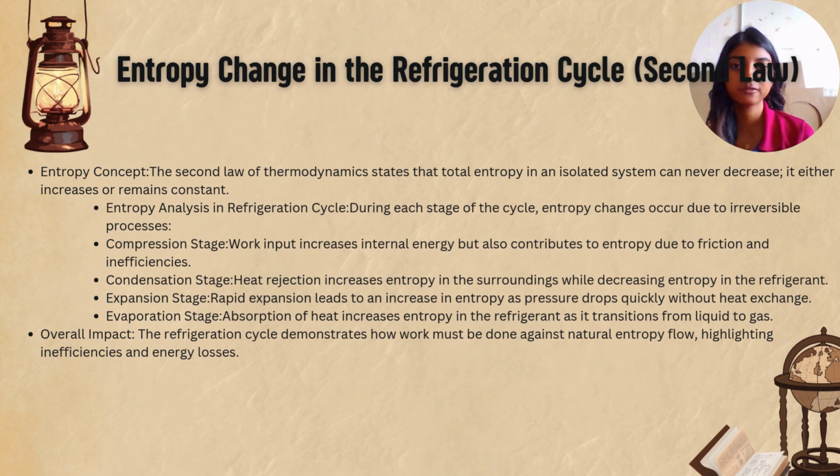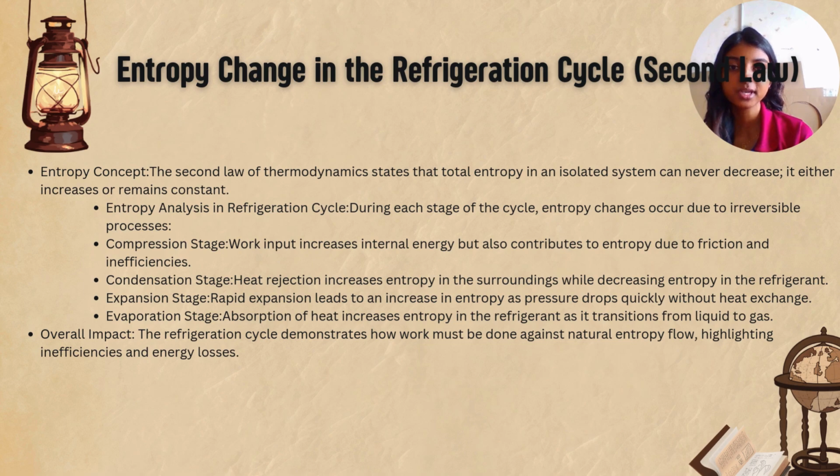And for the second law of thermodynamics in the refrigeration cycle: entropy change in the refrigerant cycle. Entropy concept: the second law of thermodynamics states that total entropy in an isolated system can never decrease. It either increases or remains constant. Entropy analysis in the refrigeration cycle: during each stage of the cycle, entropy changes occur due to irreversible processes.